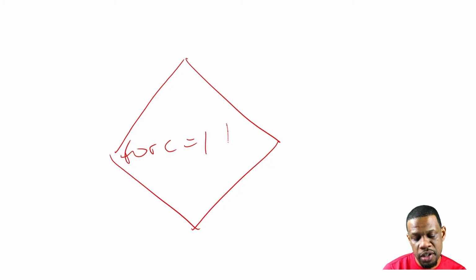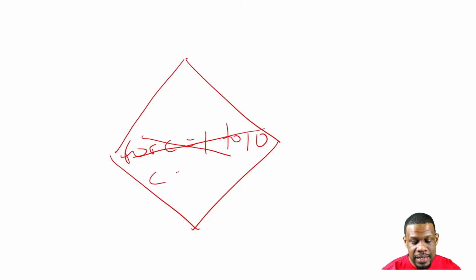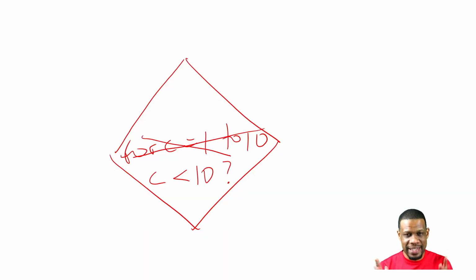for C is equal to 1, 2, 10. That is not possible. The flowchart doesn't accept that because a diamond is only allowed to accept one thing. It can't accept that. It could only say C less than 10. Meaning a diamond could only ask very basic questions.